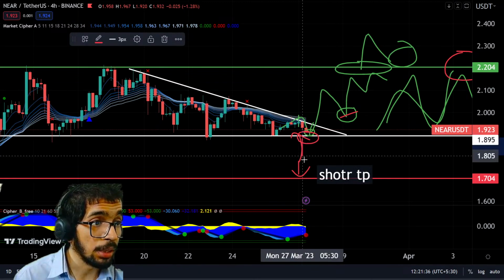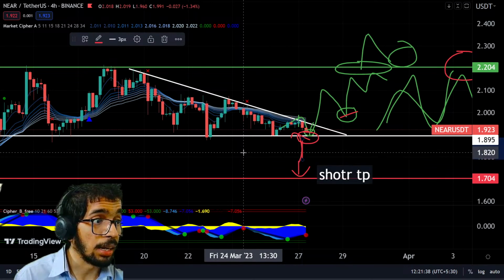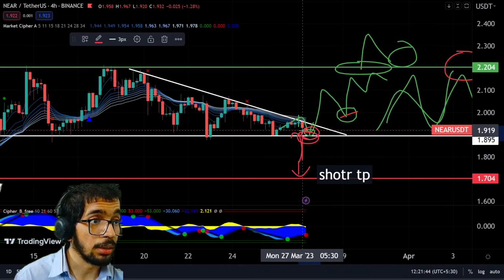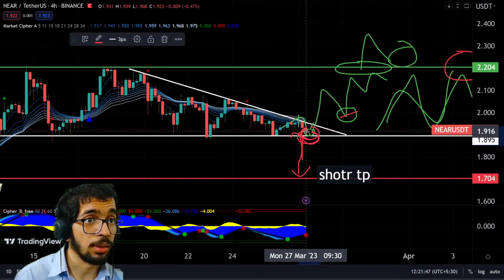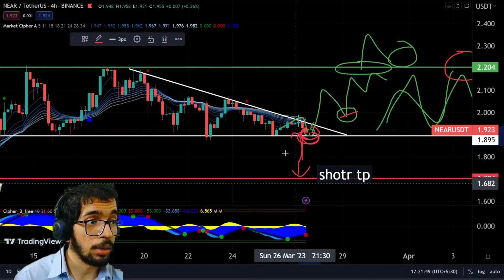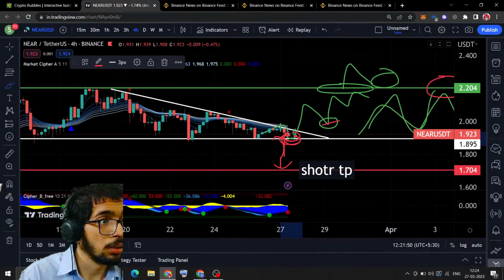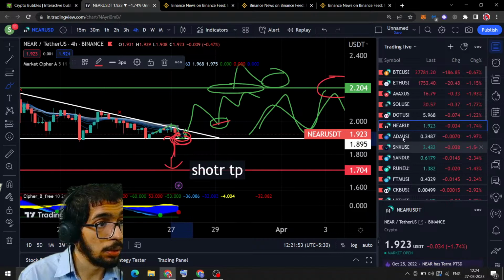$1.895. It's going to break this. Put your short TP at 1.74. Okay, so that's more probably going to break this. I'm going to keep an eye on this also. If it breaks, I'm putting my short TP around here. So let's check on the next one.